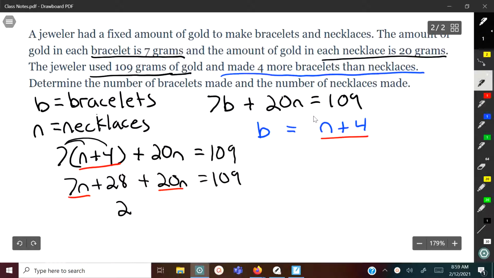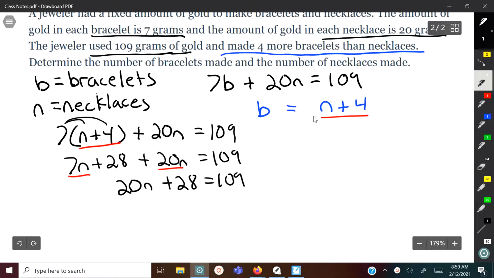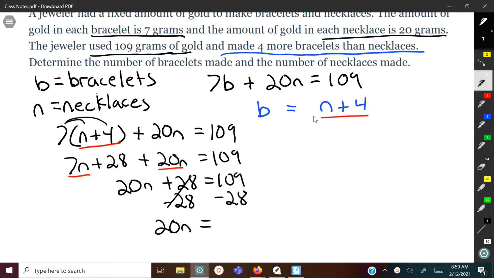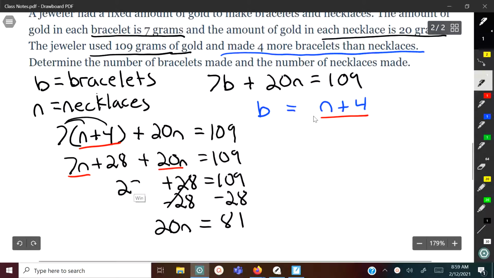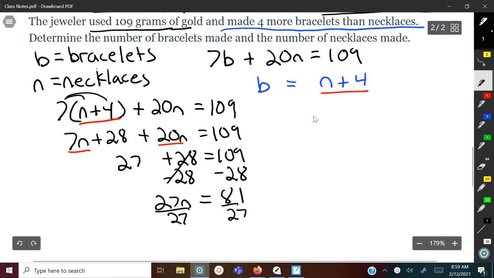You get 27N plus 28 is equal to 109. Then subtract 28 on both sides. You get 27N is equal to 81. Divide by 27. And N is equal to 3.